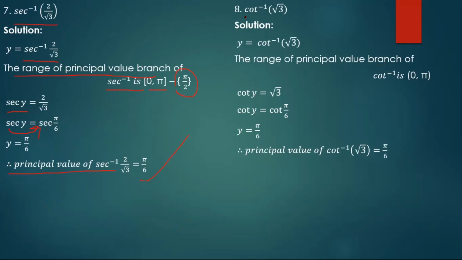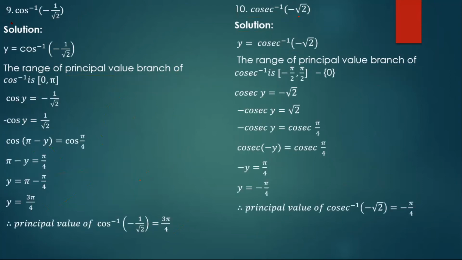Eighth problem, we have cot inverse root 3. So y equal to cot inverse root 3. The range of principal value of cot inverse is 0 to pi. When cot inverse goes to the LHS, it becomes cot y equal to root 3. So cot y equal to cot pi by 6. The reason you all know: cot root 3 is cot 30. What is cot 30? Cot pi by 6. Root 3 equal to cot pi by 6. So cot y equal to cot pi by 6. Cot goes, so we have y equal to pi by 6. Principal value of cot inverse root 3 is pi by 6.